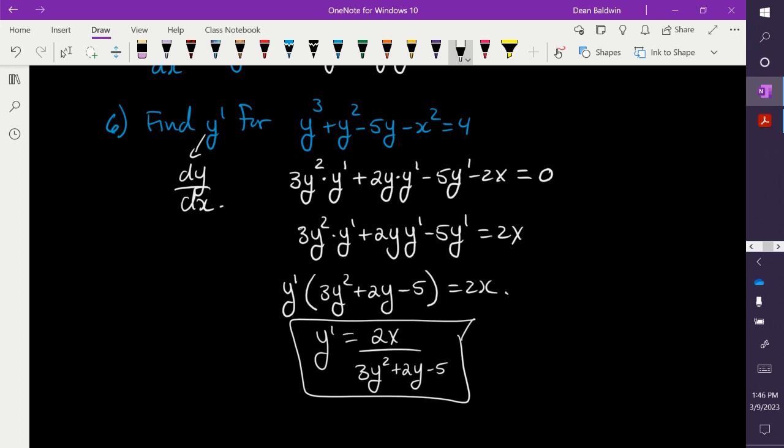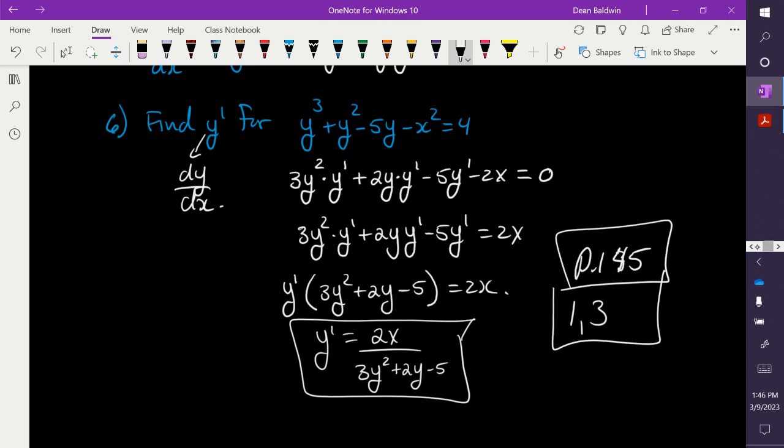All right. I'm going to stop there because there's only a few minutes left. And I'm just going to ask you to do number 1 and 3. That's it. On page 145. Just numbers 1 and 3. And then tomorrow we'll pick this up.